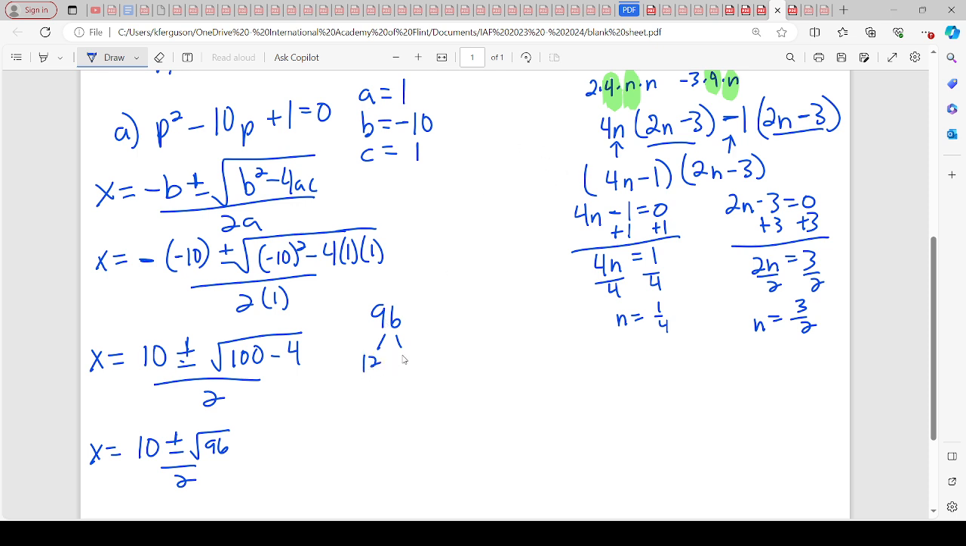And then I need to break down 12 and 8. So that's 4 and 3. And that's 4 and 2. And then I need to break down 4. 2 and 2. 2 and 2.